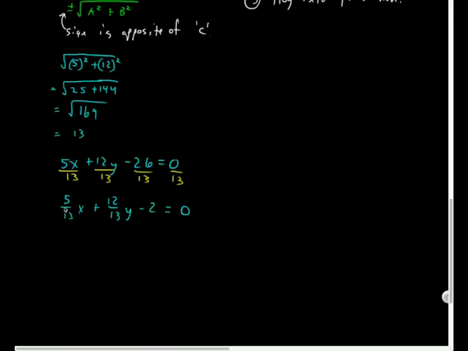Now this is in our normal form, and let me write down what normal form is again. It's x times cosine phi, plus y times sine of phi, minus p equals 0. The things I'm interested in finding out are what is phi and what is p. P I can define quickly here: p is going to equal 2. That's a win. Figuring out what phi is going to be a little bit trickier, and what I first want to do is figure out what quadrant we're in.